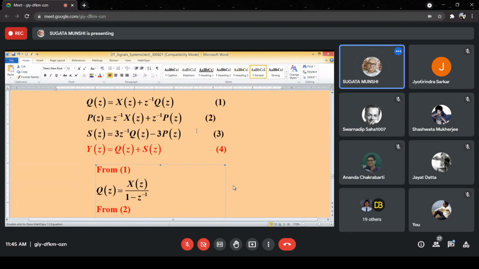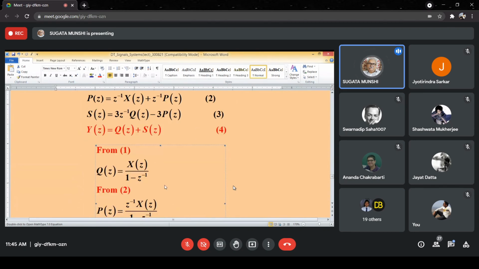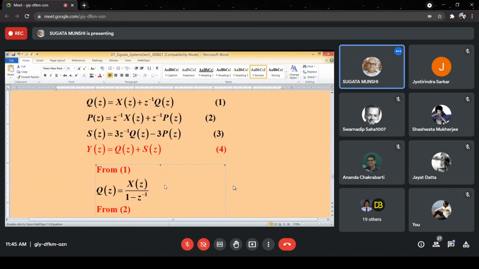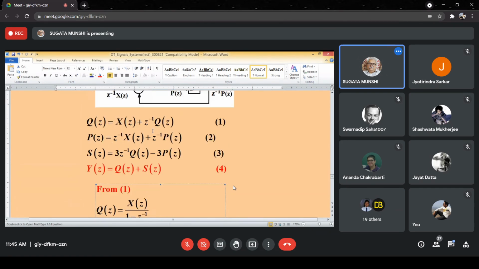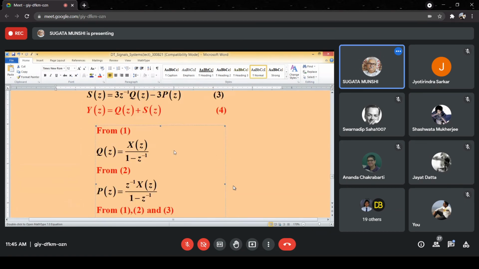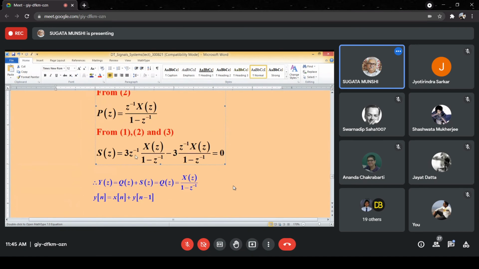From 2, what is PZ? PZ is z to the power minus 1 XZ divided by 1 minus z to the power minus 1. All right. From 1, 2, and 3, SZ will be 3z to the power minus 1 XZ divided by 1 minus z to the power minus 1, minus 3z to the power minus 1 XZ by 1 minus z to the power minus 1.